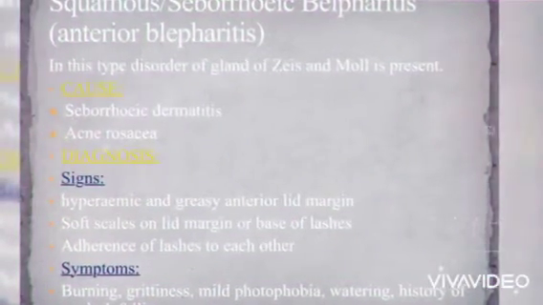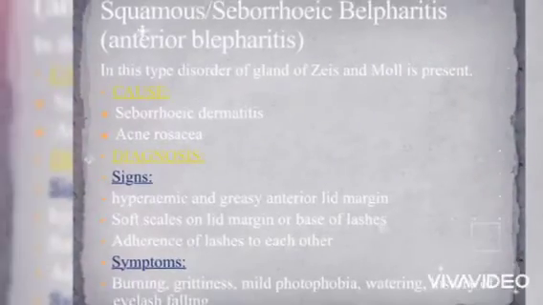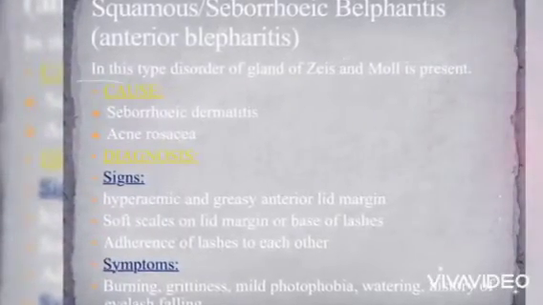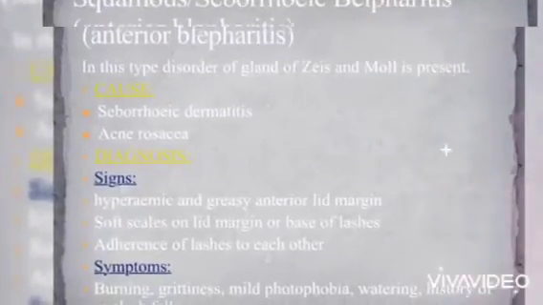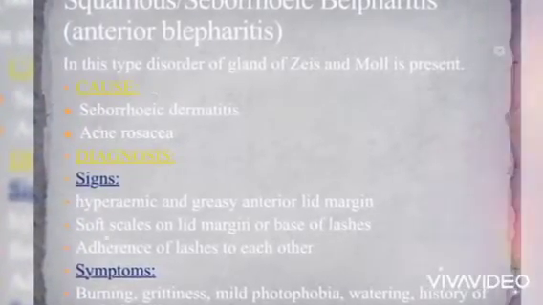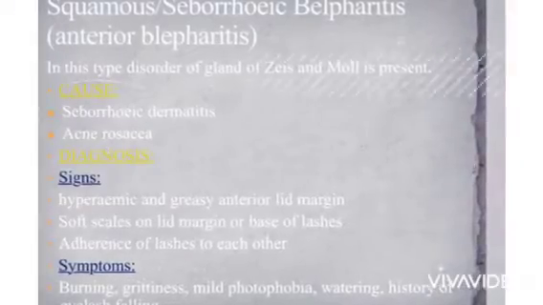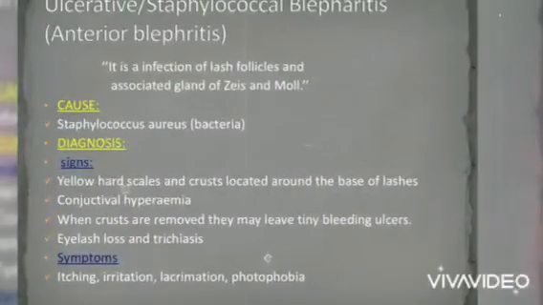Signs include hyperemic and greasy anterior lid margin, soft scales on lid margin or bases of lashes, adherence of lashes to each other. Symptoms are burning, grittiness, mild photophobia, watering, history of eyelash falling.